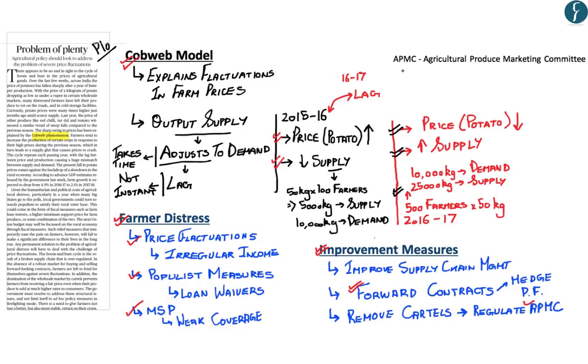Now, with regards to your UPSC examination, for your prelims exam, what is important is for you to know what is Cobweb Model and what it measures. And for your mains examination, what is important to know are the causes for farmer distress and the improvement measures to remove them. Now with this, we move on to our next article.